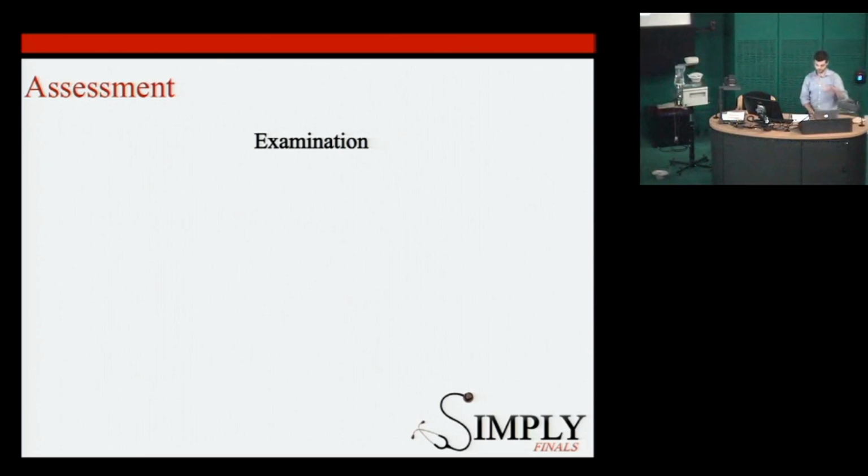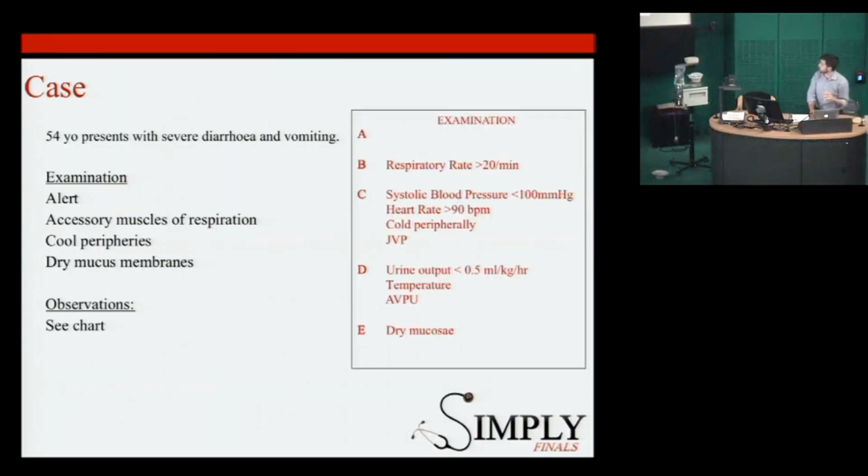I know there's a few of you jumping out, but I do split this into A, B, C, D, E, because I think with the fluid status, there's components of each of the letters that are important. So A usually isn't. So respiratory rate and how they're breathing, so this gentleman here, accessory muscles of respiration, if that's caused by his dehydration, that's a really bad sign. Cool peripheries you talked about, which would come onto cap refill, and dry mucous membranes.